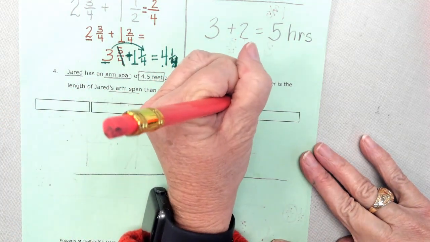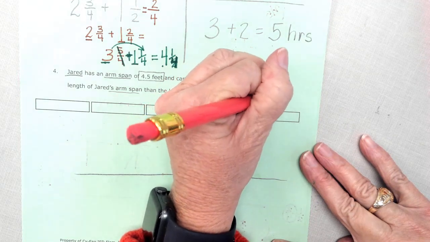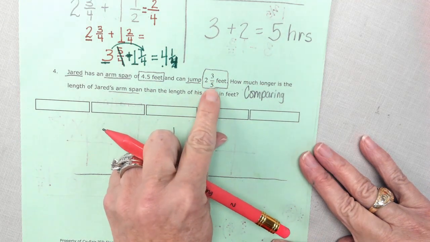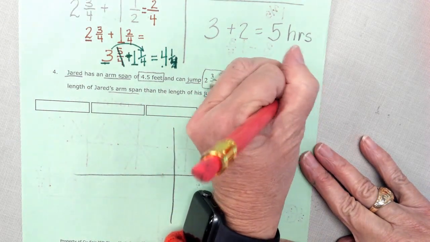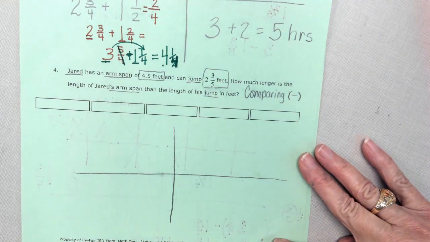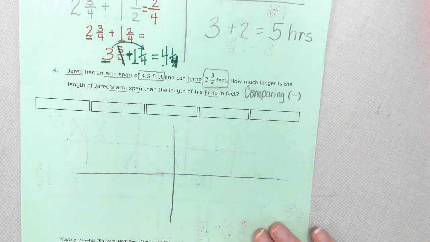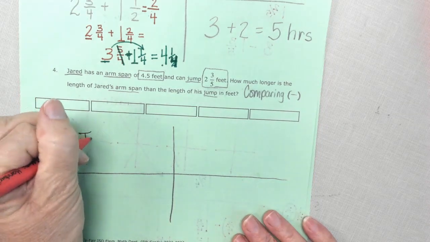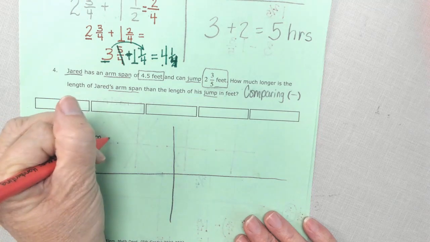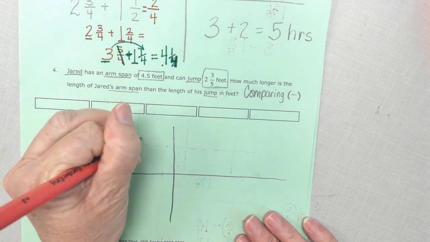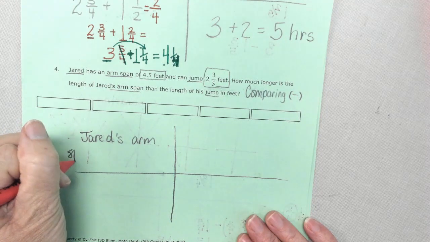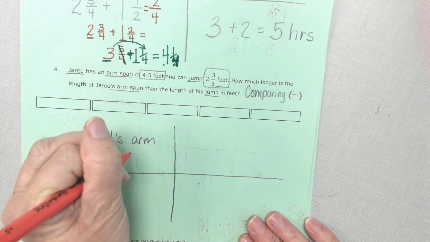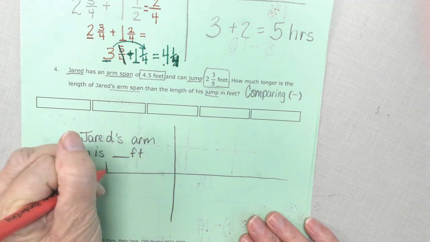Whenever we're comparing and we have unequal amounts, 4.5 feet compared to 2 3/5 feet, we're going to be subtracting to figure out that difference. So I'm going to start with my question, answering my question: Jared's arm span is blank feet longer.